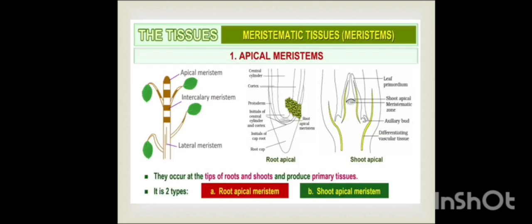Based upon apical meristem, they occur at the tips of roots and stems and produce primary tissues. It means apical meristem basically develops from the growing points of the roots and stems. If the meristem is present on the shoot, it is called shoot apical meristem. If the meristem grows from the root side, it is called root apical meristem. Mainly this meristem works in the plant body's growth and elongation. They occur mainly at the tips of the roots and shoots and produce primary tissues.